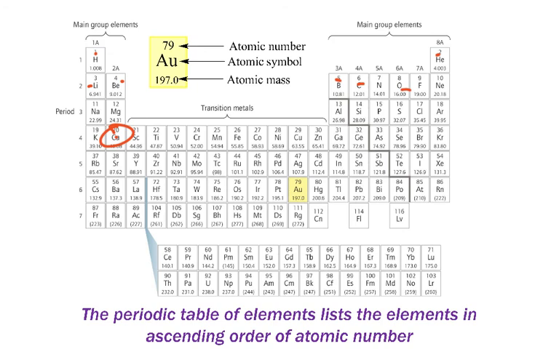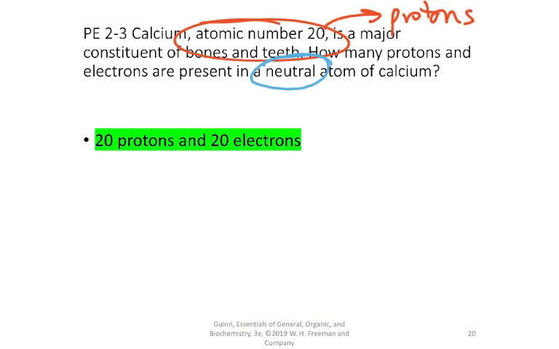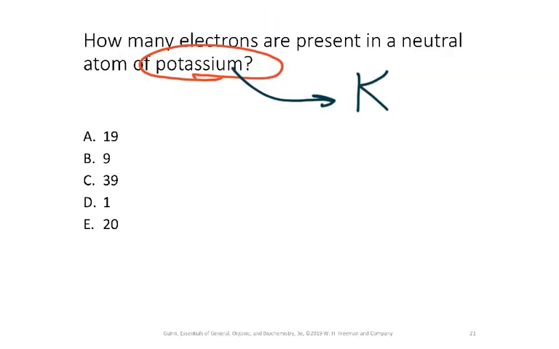If you were paying attention when we looked at calcium, potassium is right next to it. Right there, K. So there's atomic number 19. So if it's a neutral atom and it has 19 protons, because atomic number 19, then it must also have 19 electrons.